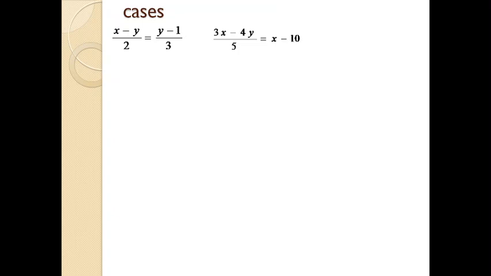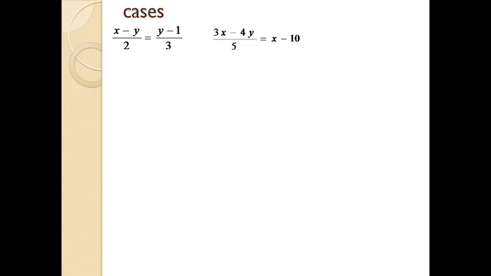Okay. In this case, we have to solve and find the values of x and y. It is an example of an equation, but not in an equation form. So whenever we deal with these kinds of problems, first of all you have to bring it to a point where it looks like an equation. Here you can see (x minus y) divided by 2 equal to (y minus 1) divided by 3, and (3x minus 4y) by 5 equal to x minus 10. Let's simplify it and arrive at an equation form.